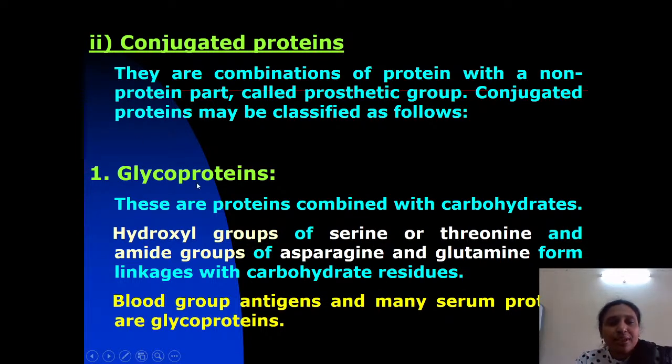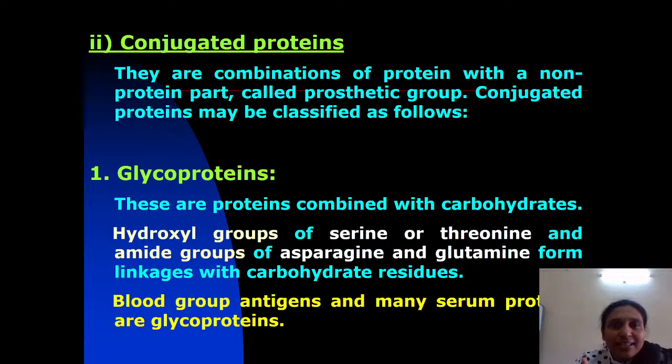Examples of conjugated proteins are glycoproteins. Glycoproteins means carbohydrates in combination with the protein, or proteins in combination with the carbohydrate. Where are these carbohydrates attached to the protein? Especially at serine and threonine. Which type of amino acids? These two hydroxyl amino acids. So the hydroxyl groups of serine and threonine, and the amide groups of asparagine and glutamine, form linkage with the carbohydrate.